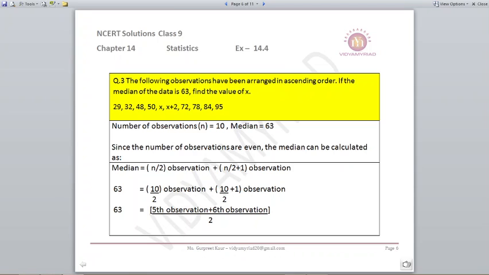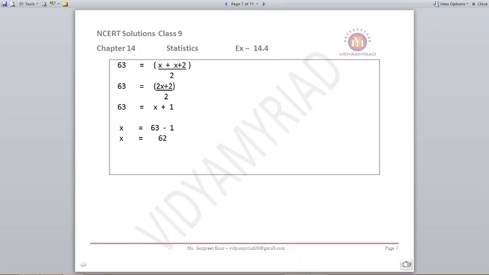N upon 2 plus N upon 2 plus 1 observation, because here our number of observations is even. In that case, the median given to us is 63, which is equal to 10 upon 2 plus 10 upon 2 plus 1 observation, which is the 5th and 6th observation, divided by 2. What is my 5th observation? x. What is my 6th observation? x plus 2. So I will rewrite it as 63 is equal to (x plus x plus 2) divided by 2, which is 63 is equal to (2x plus 2) upon 2. When you solve this, your answer x comes out to be 62.